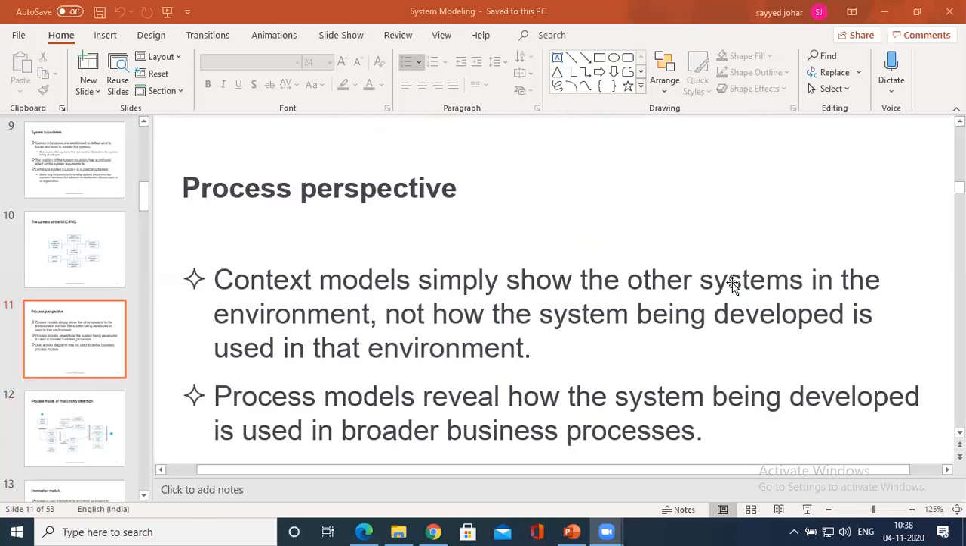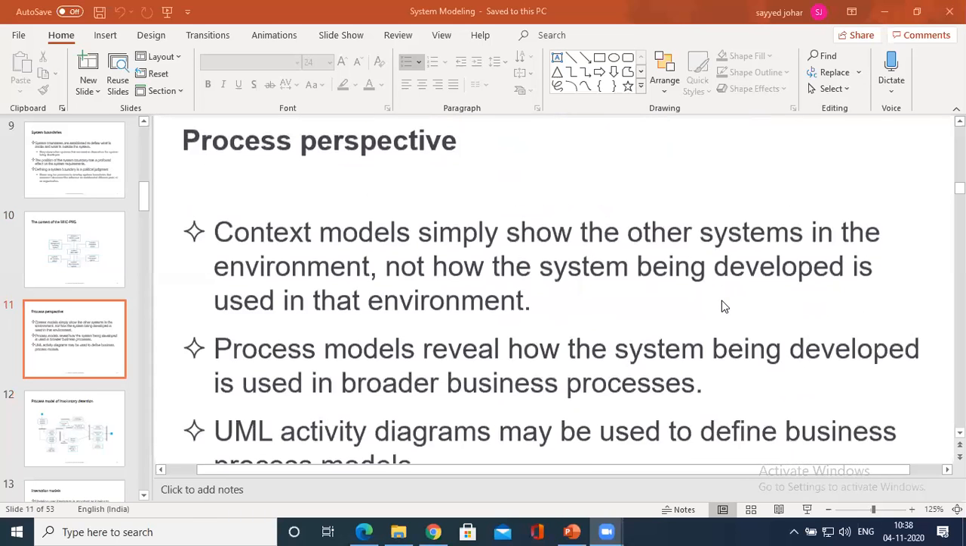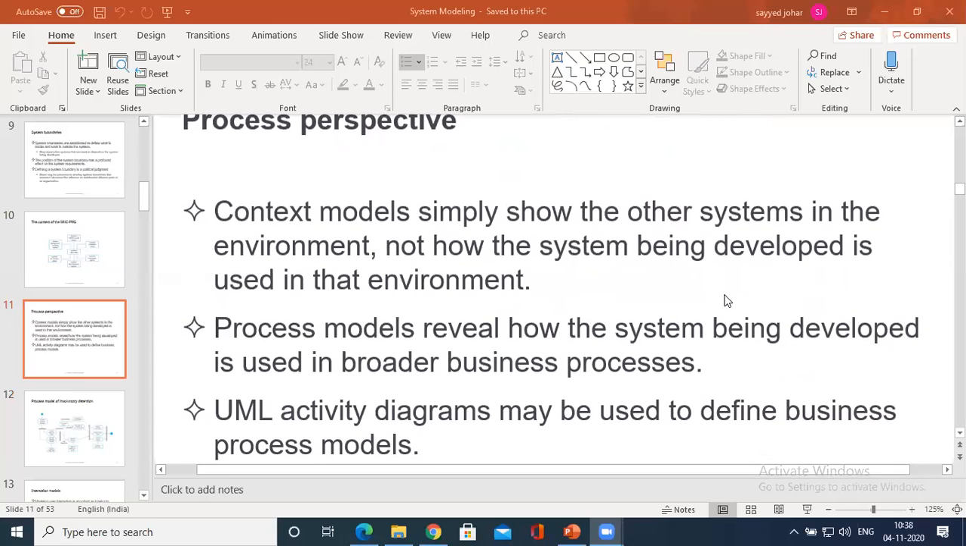So, continuing, what is the process perspective? Context models simply show the other systems in the environment, and how the system is being developed and used in that environment.